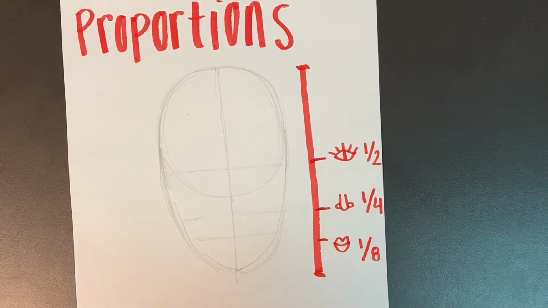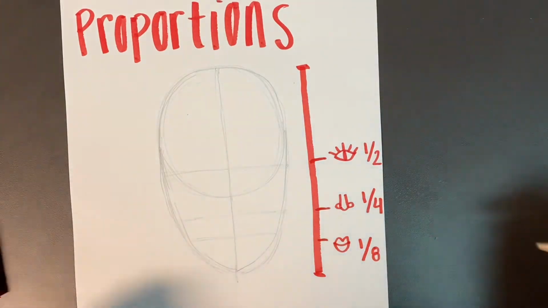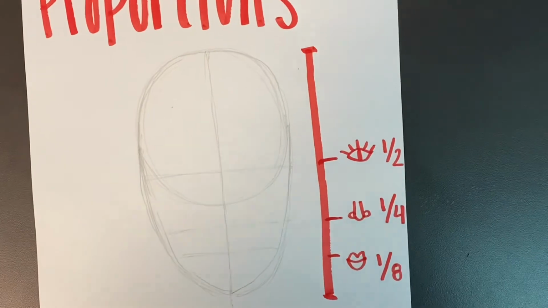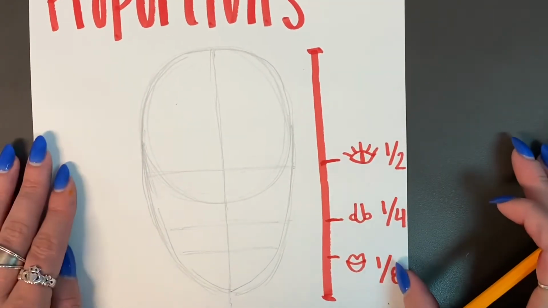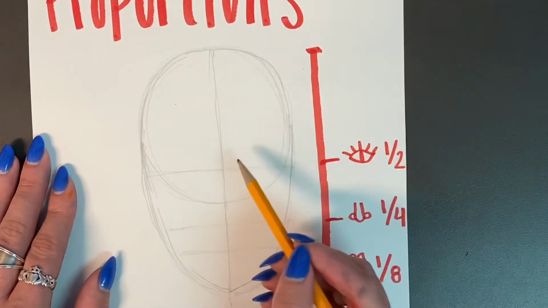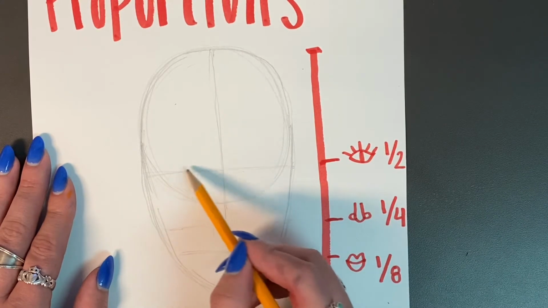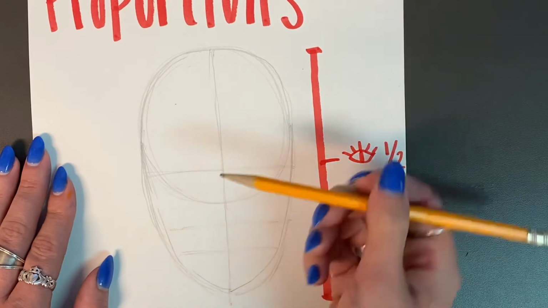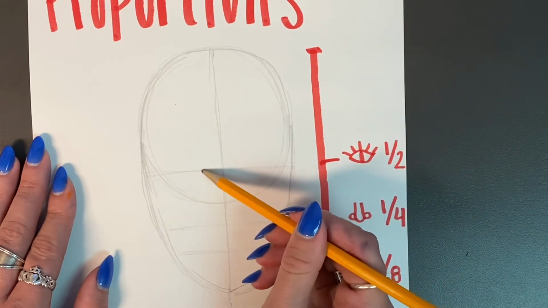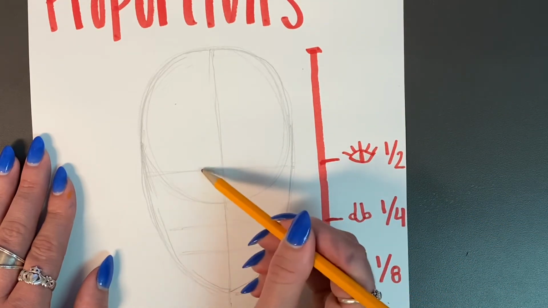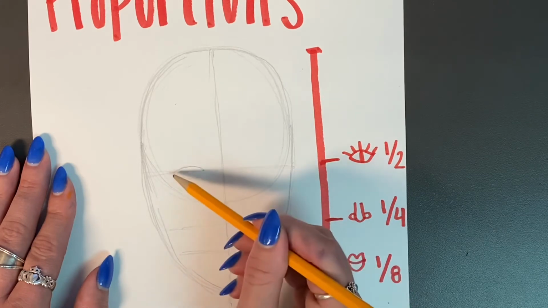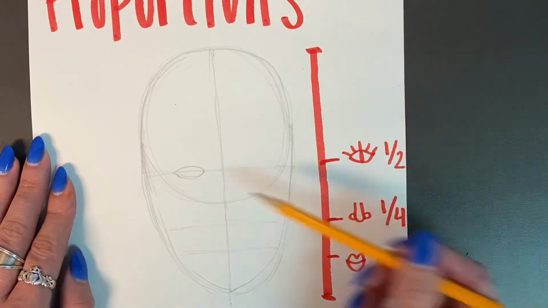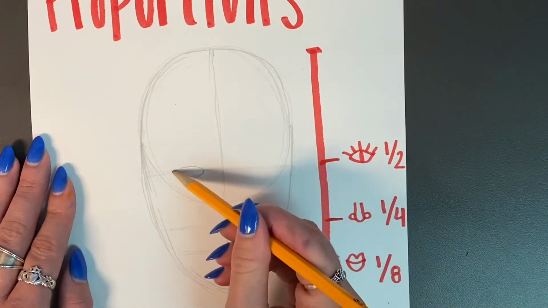Alrighty, friends, these are just lines to help us know where to put our features. So let's jump in and start to draw our eyeball. So looking halfway in the middle of the head, we're going to draw our eye. I kind of always guess where to put the eye, but I know it's going to be halfway between the line in the middle and then the edge of my head. So I draw a curved line on the top and then a curved line on the bottom. That creates kind of a football shape.